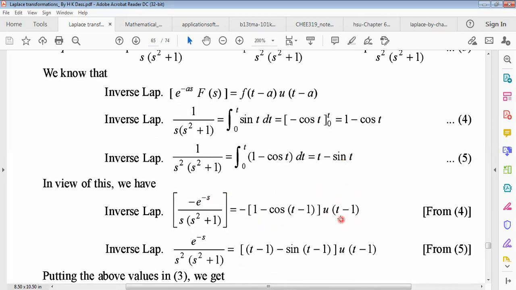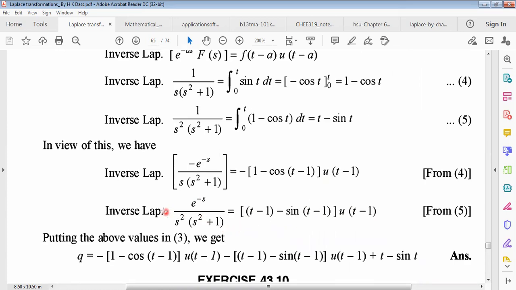Now in view of this, inverse Laplace transformation of this can be written as what? From equation 4, 1 minus cos t. Actually, t equals to what here? T equals to t minus 1, because e to the power minus 1 is present here. Coefficient what? Minus 1. This is why t minus; if e to the power minus a t, then it will be what? E to the power cos t minus a equals to 1 here.